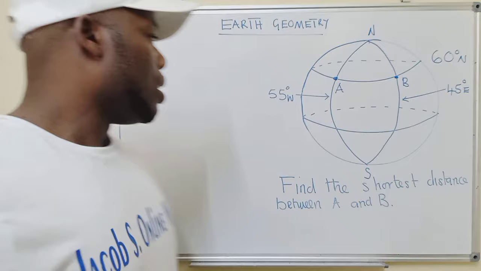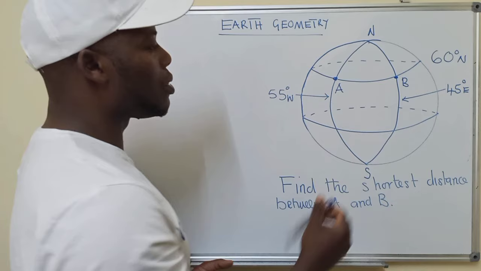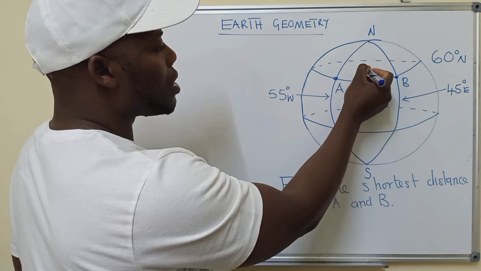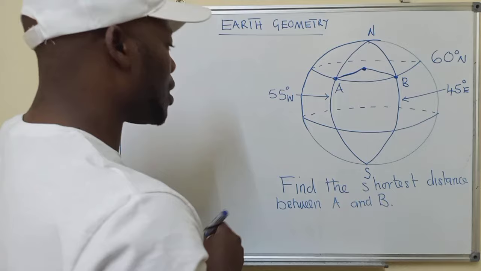The first thing is to understand where our A is. Our A is right here, our B is here, and they want us to find the shortest distance from this to this. What you normally do is find the point right here, which is the center, and then you do this and that. This is the part which will help us find the shortest distance. So let me get that part. It will look like this.